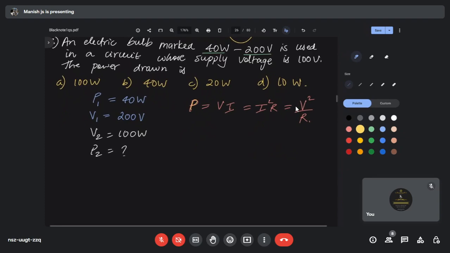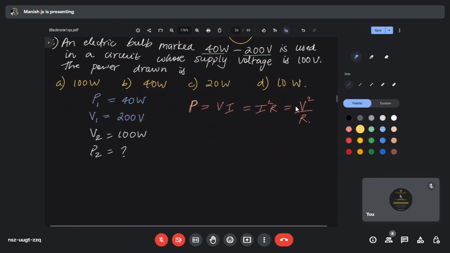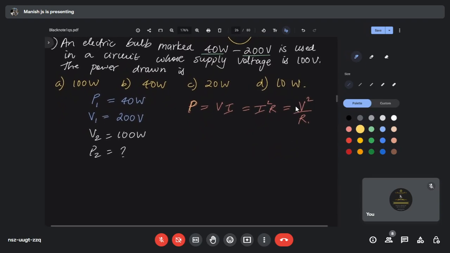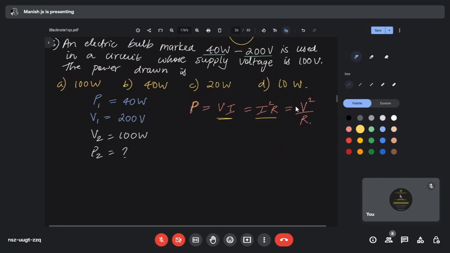First is V into I. So potential is there, but current we don't know, we are not aware about the current. Whatever is the current drawn for the first case, obviously you can find out. For the second case again it will be a different current. So current is not something which is fixed, so it's not apt to use the first one. Second, I square R: again current is there, resistance is fixed of course, so you only need to find out the current. You can use this. Third one would be a perfect fit because it is relating potential, resistance and power.